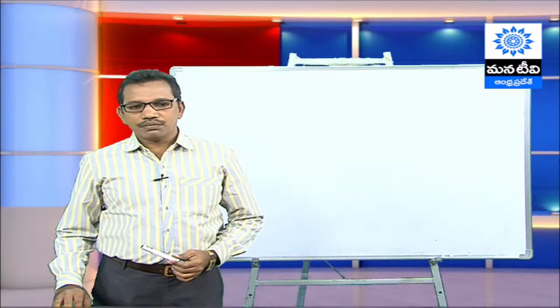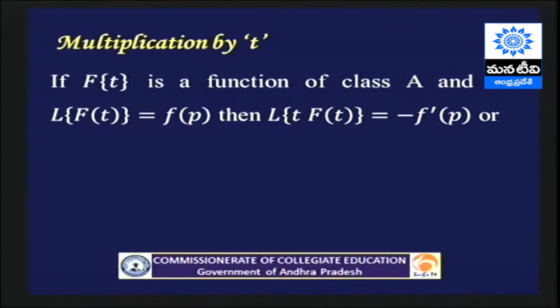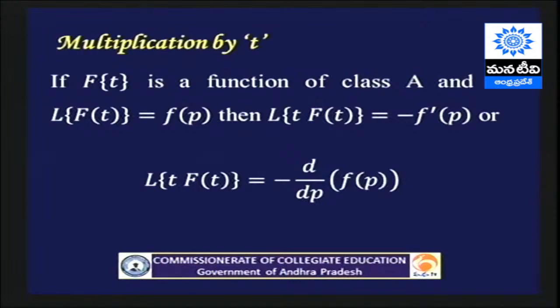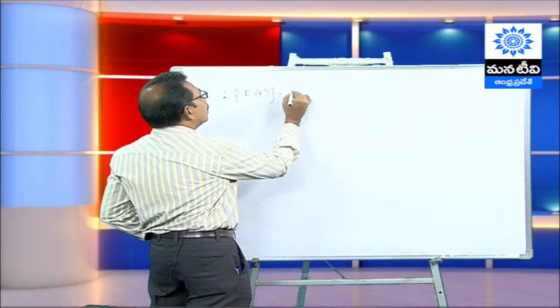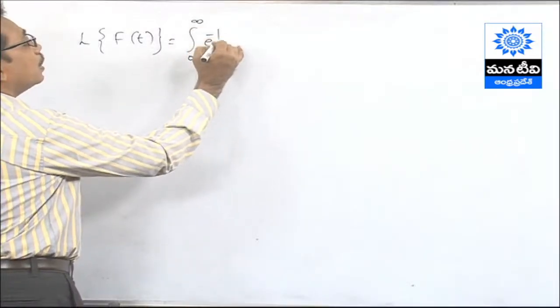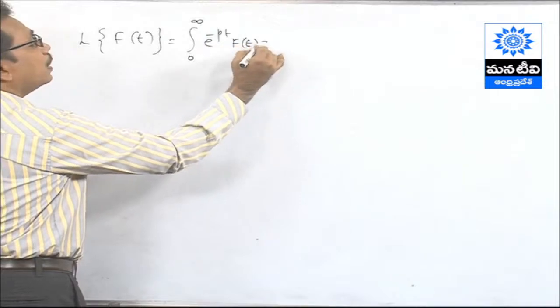First, multiplication by t. If f of t is a function of class A and if L of f of t is equal to f of p, then Laplace transform of t into f of t is equal to minus f dash of p, or minus d by dp of f of p. Actually, Laplace transform of f of t is integral 0 to infinity e power minus pt f of t dt.